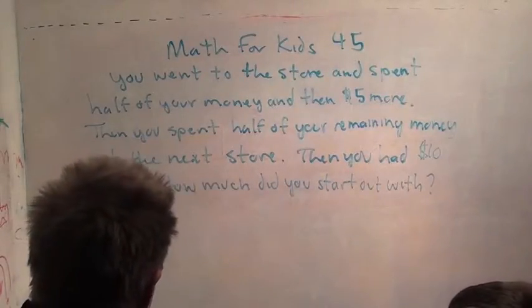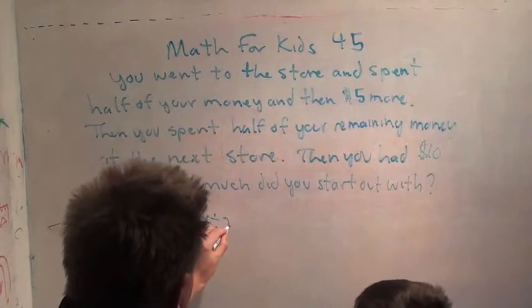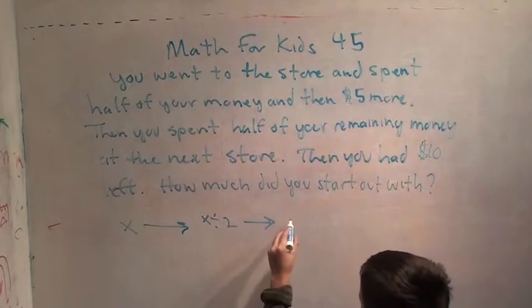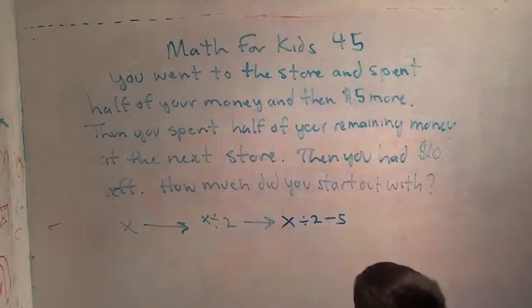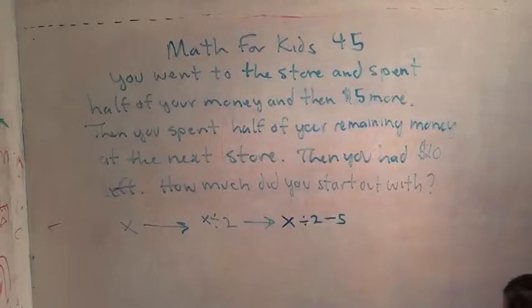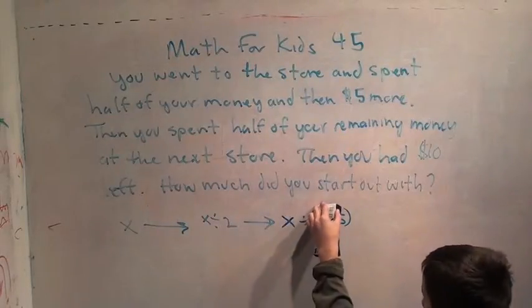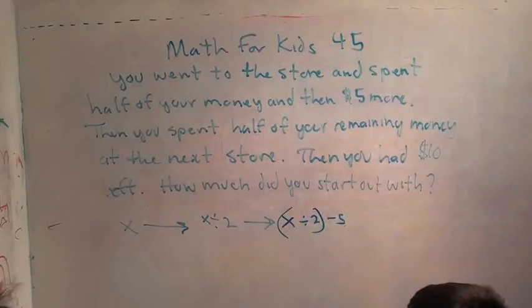First you start out with x. Then you have x divided by 2. What do you have next? Then we have x divided by 2 minus 5. Now you have to be careful when you write something like that because you don't know for sure exactly what that means. I would put the parentheses around the x divided by 2 instead. There you go. So that says x divided by 2 minus 5.